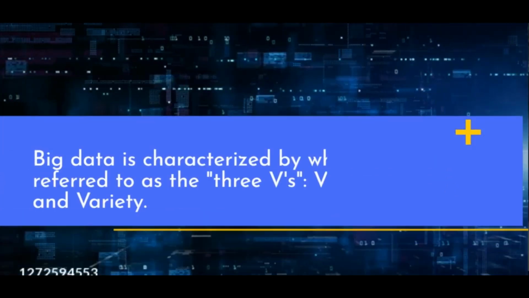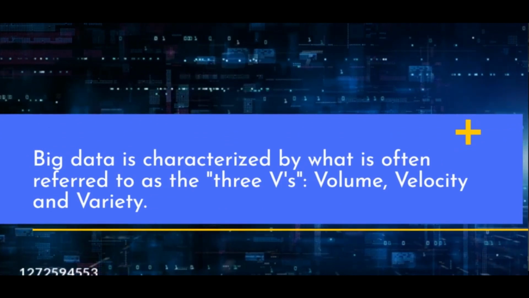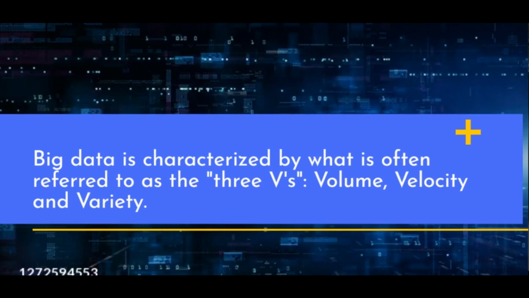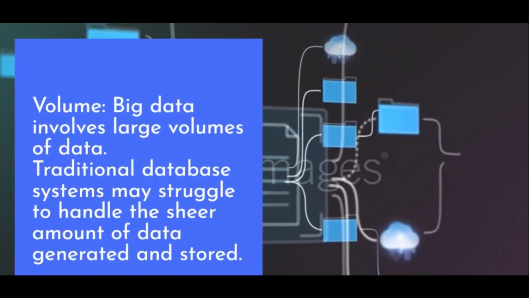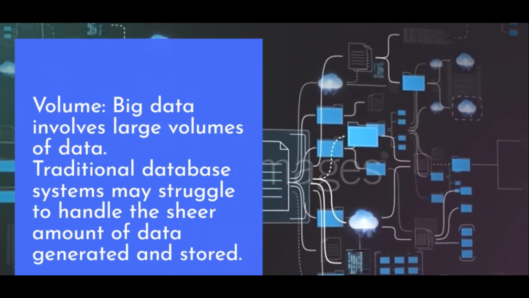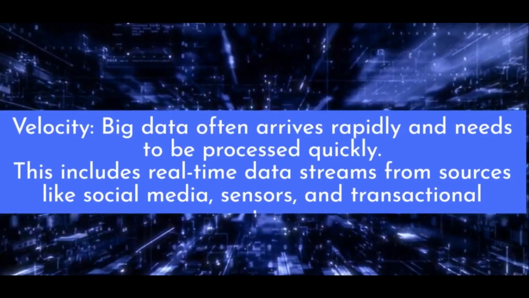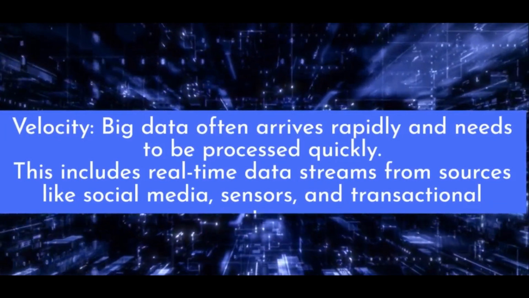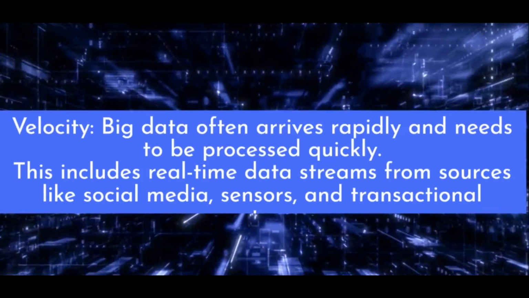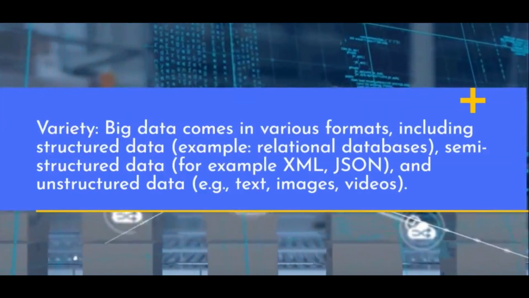Big data is characterized by what is often referred to as the 3 V's: volume, velocity, and variety. Volume. Big data involves large volumes of data. Traditional database systems may struggle to handle the sheer amount of data generated and stored. Velocity. Big data often arrives rapidly and needs to be processed quickly. This includes real-time data streams from sources like social media, sensors, and transactional systems.